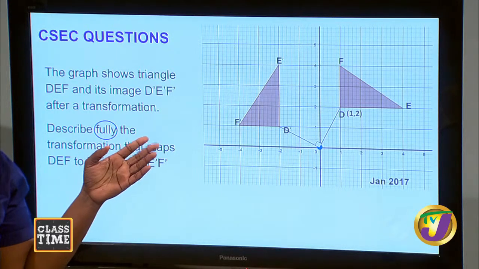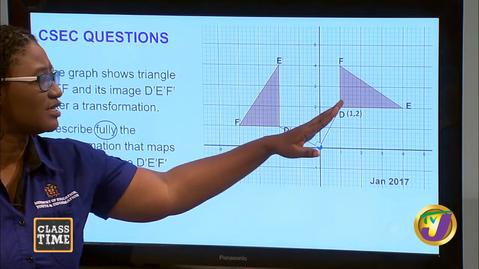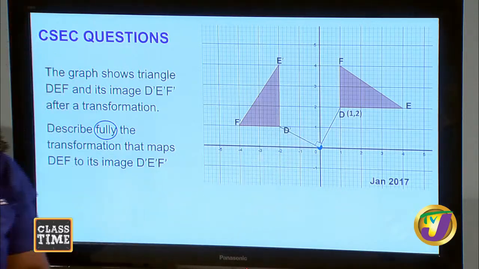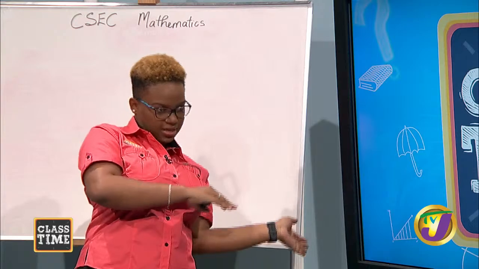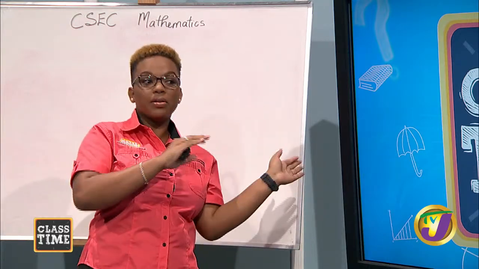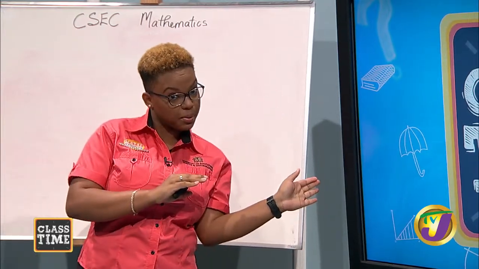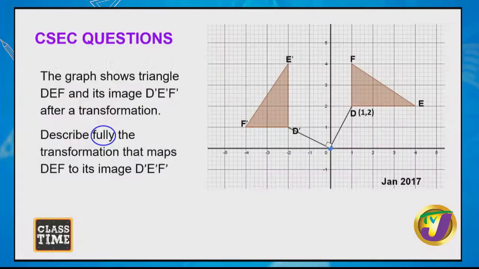And is that clockwise or anti-clockwise? We need to say that first. So we're going from DEF to D prime, E prime, F prime. So that's anti-clockwise. All right, so this is an anti-clockwise rotation of 90 degrees about the origin.